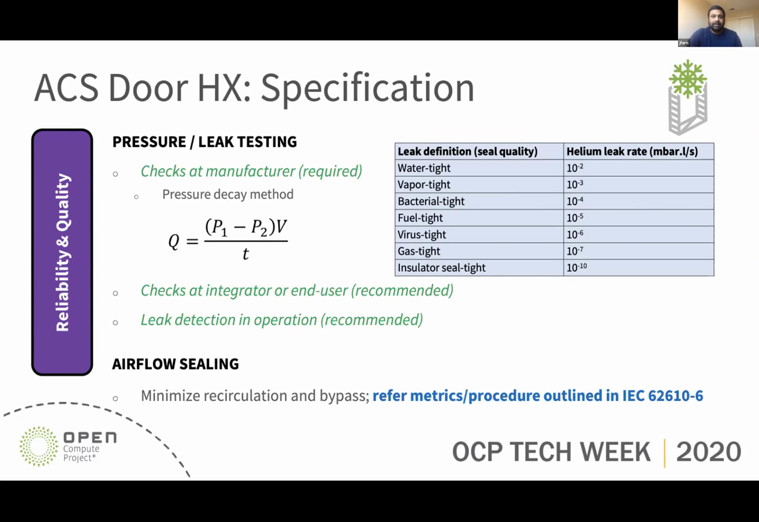Another aspect that's been brought up quite frequently as part of the discussion with implementing a door heat exchanger has been in-rack airflow sealing. And from this perspective, the documentation does outline, once again, an IEC standard, and this is something that integrators can use as a reference to ensure that the way they are mounting or integrating the door heat exchanger solution to an IT rack can ensure that both bypass and recirculation and related parameters can be minimized as much as possible.